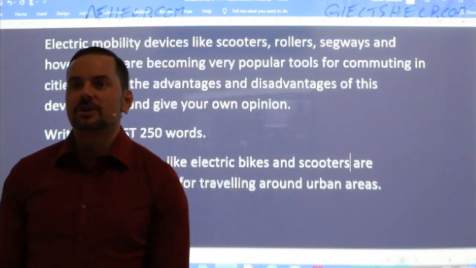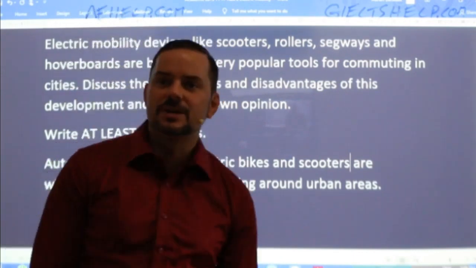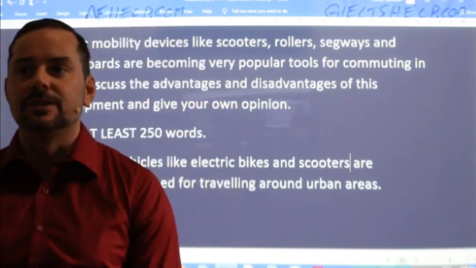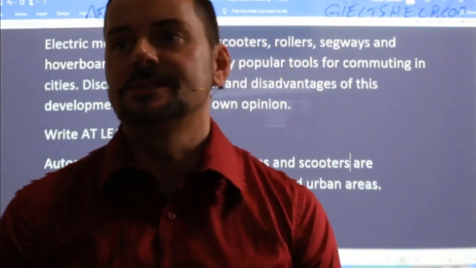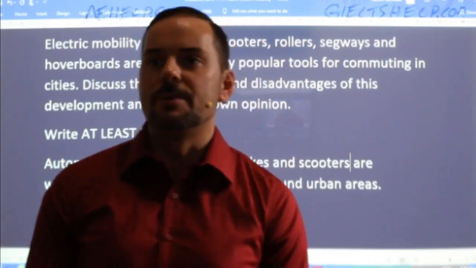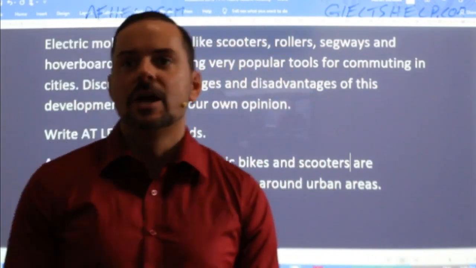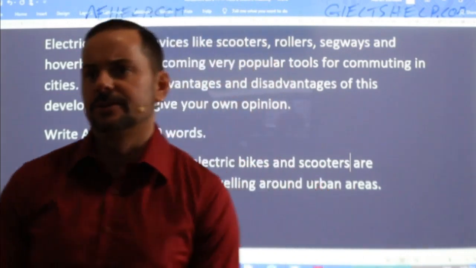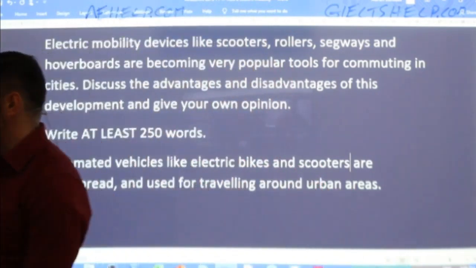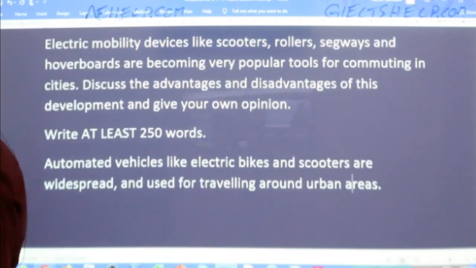Rajveer says electric vehicles such as scooters, rollers, segways, and hoverboards are becoming prevalent commuting tools in metropolitan areas. Discuss benefits and deficits of this phenomenon and give your own opinion. Rajveer, beautiful paraphrasing. Really nicely done. Okay, so some nice paraphrasing there, students. Can't catch everybody, but I'll catch different students at different times.